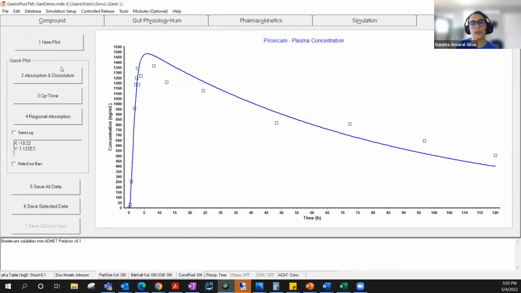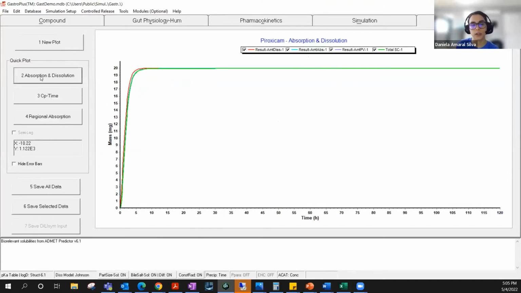So this would be when we would come to, for example, absorption and dissolution. And here we would start asking questions. So for example, they're seeing that the red line is the amount dissolved, and I see that it is readily dissolved. And we would ask, okay, so what do you think is controlling absorption here? Is it solubility or is it permeability? What is the main issue with the drug here?